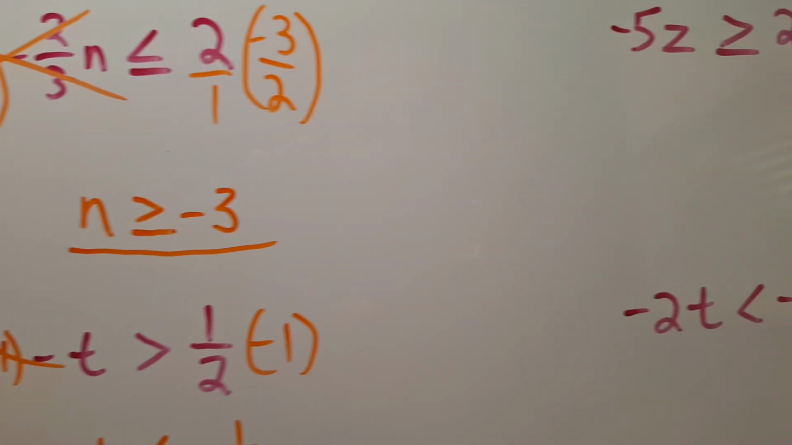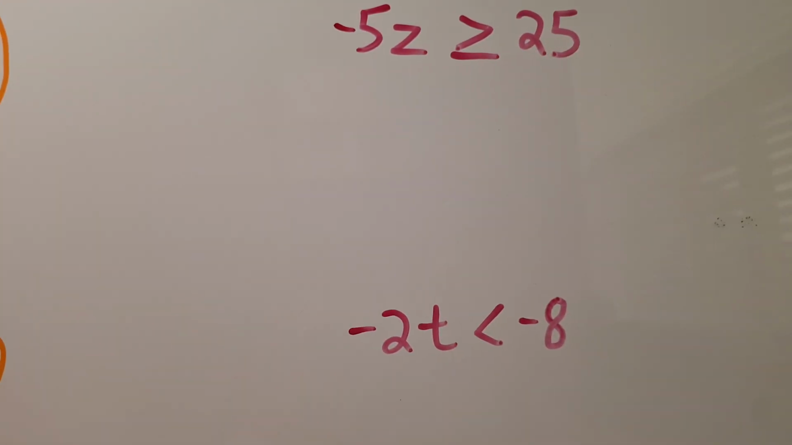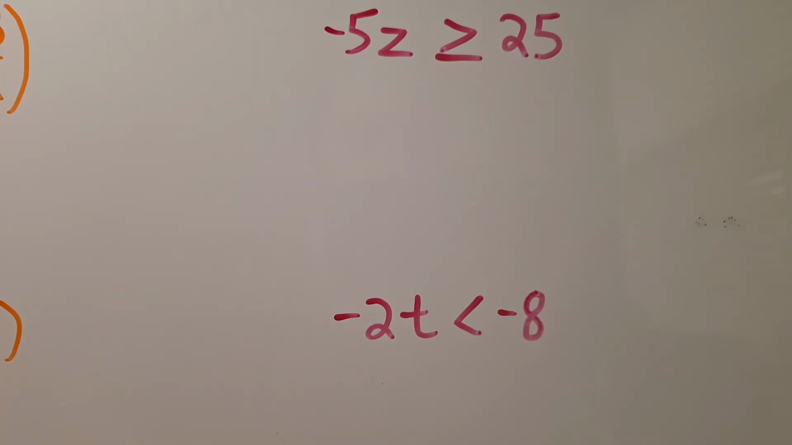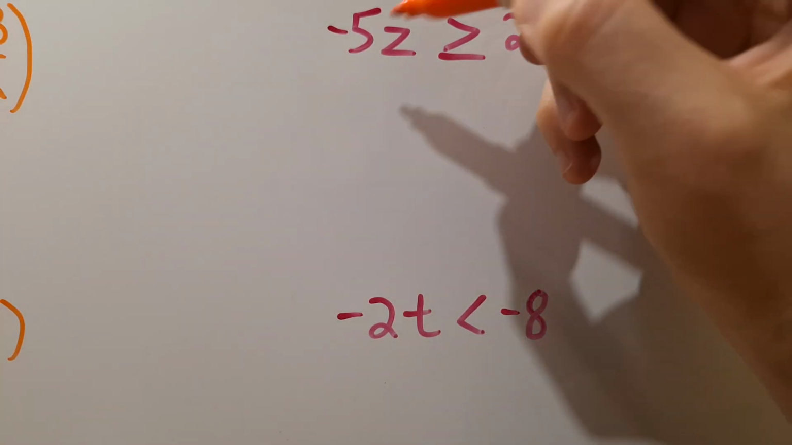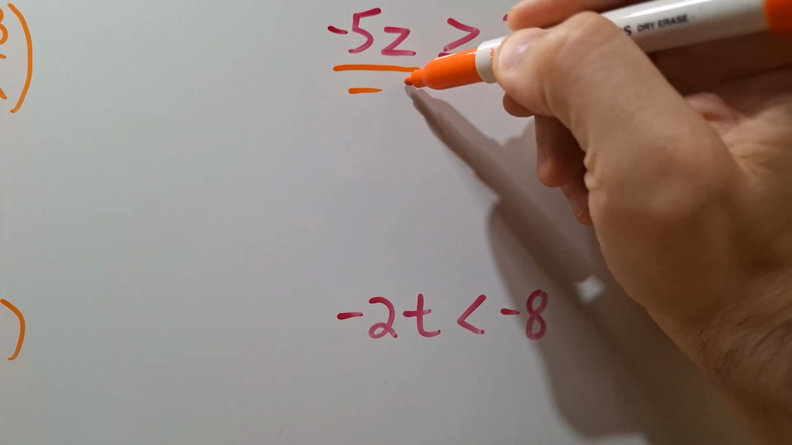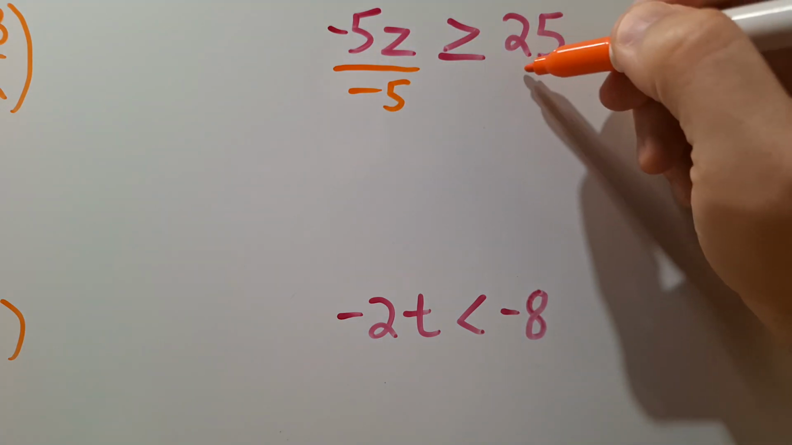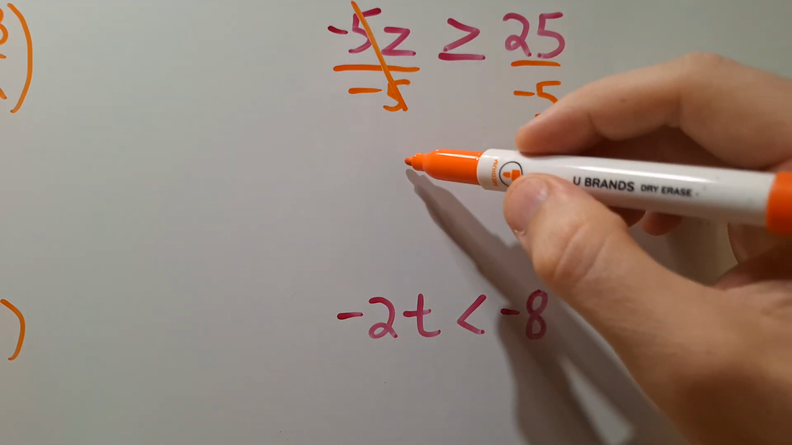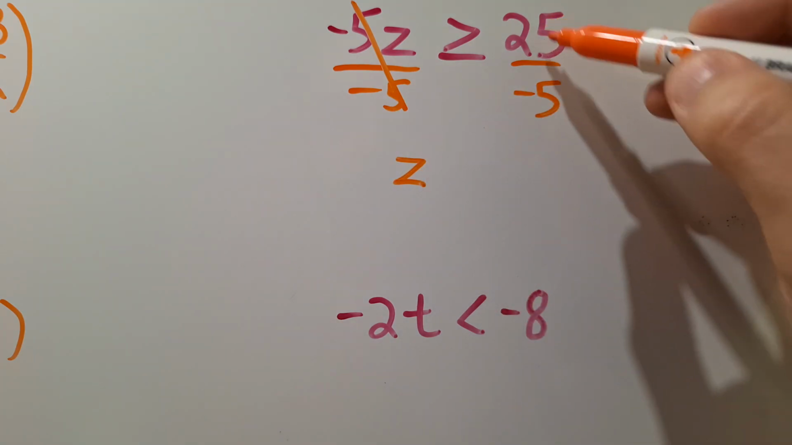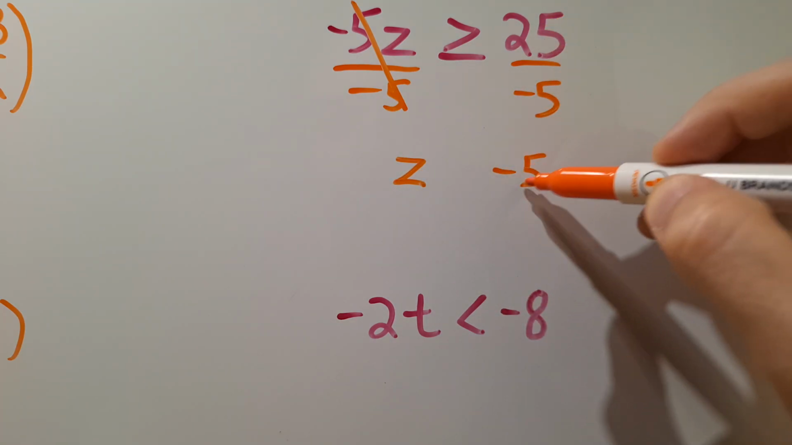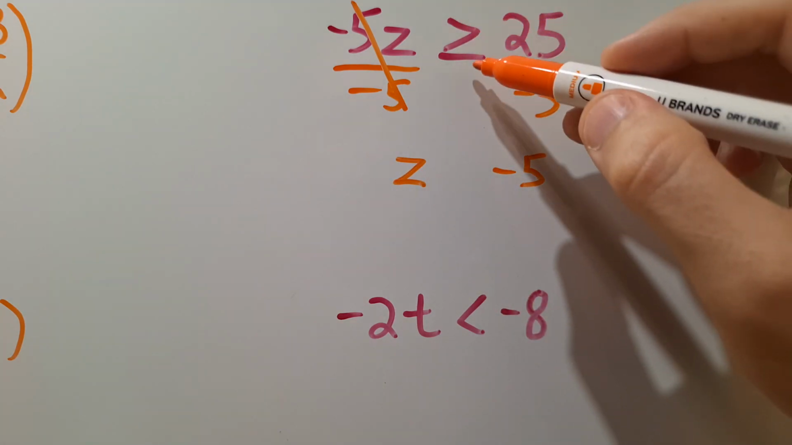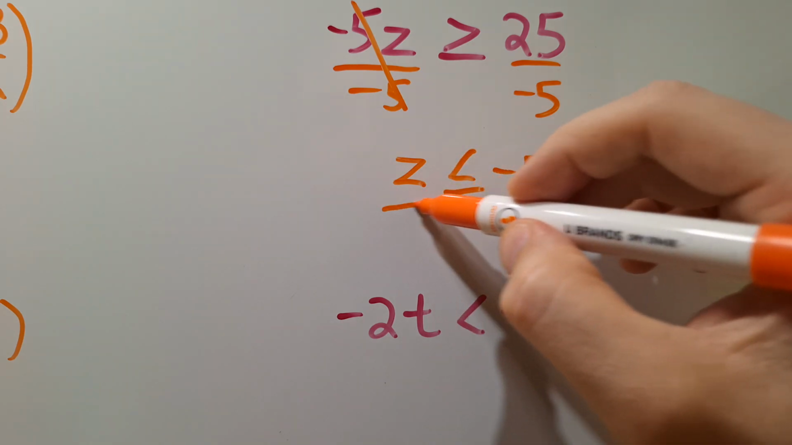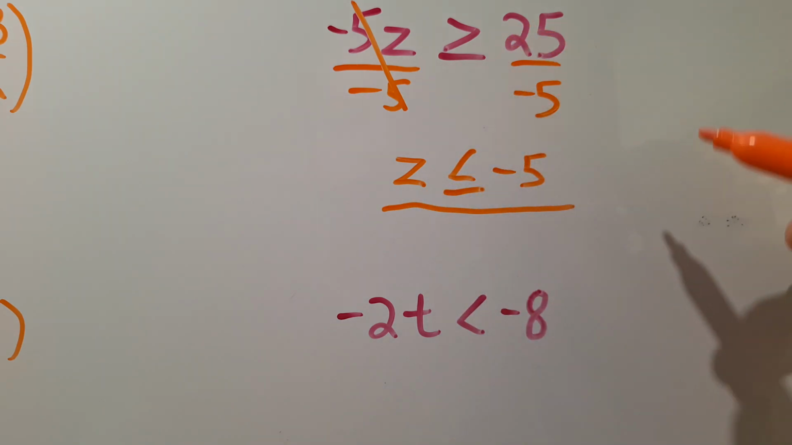Just about done here. First one says negative 5z is greater than or equal to 25. Divide by negative 5. 25 divided by negative 5 is negative 5. Greater than or equal to now becomes less than or equal to. And there's our solution set for that inequality.